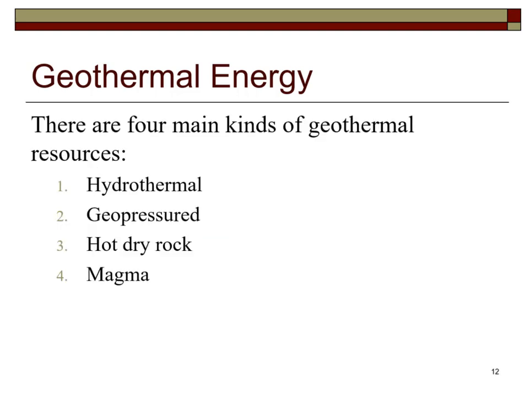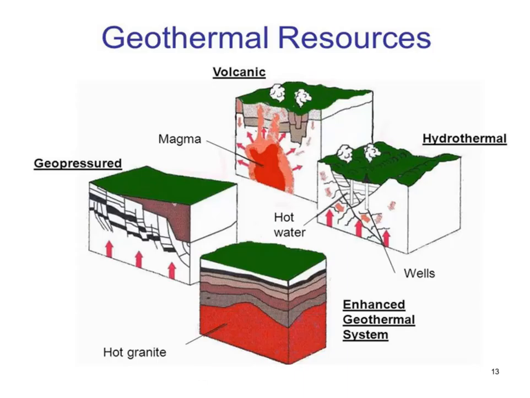There are four main kinds of geothermal resources: hydrothermal, geopressured, hot dry rock, and magma. The four types are depicted here.